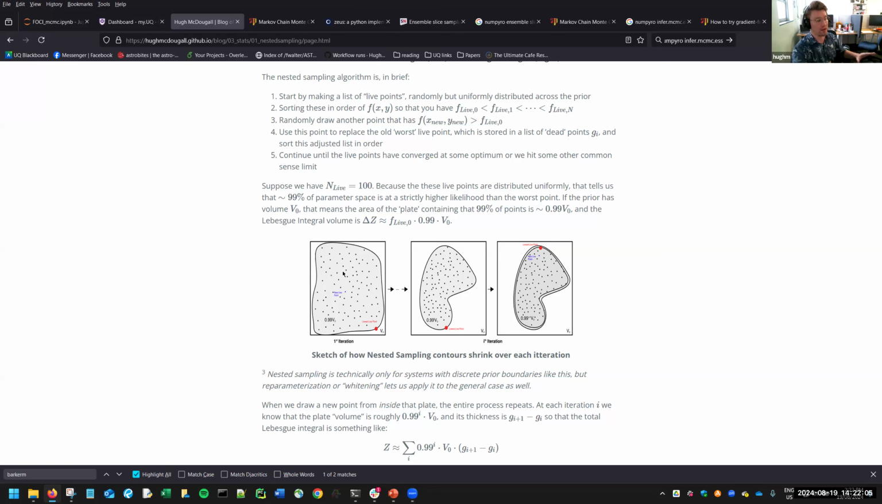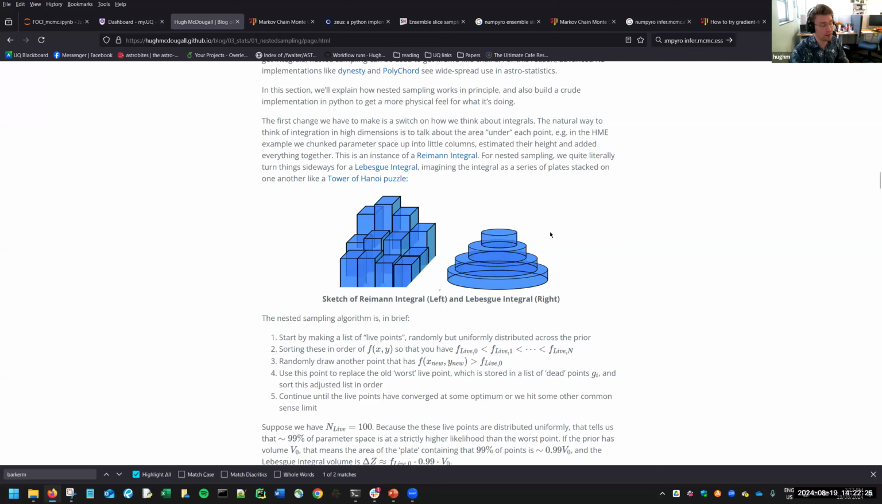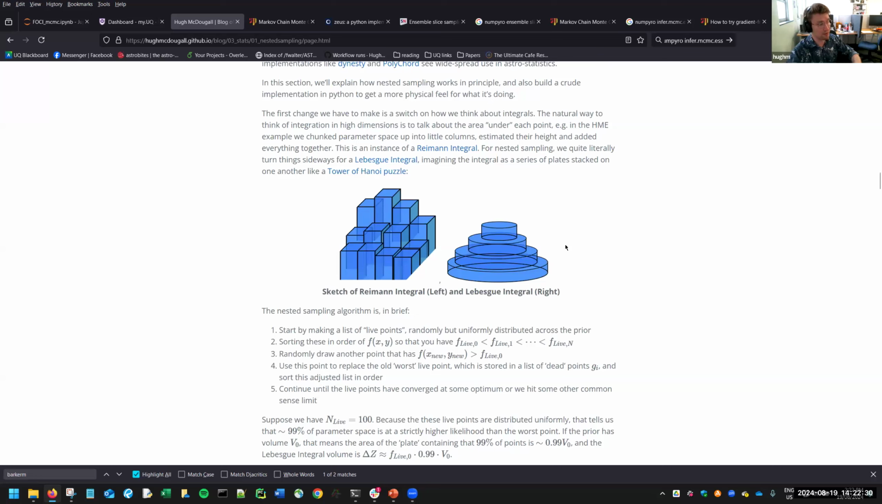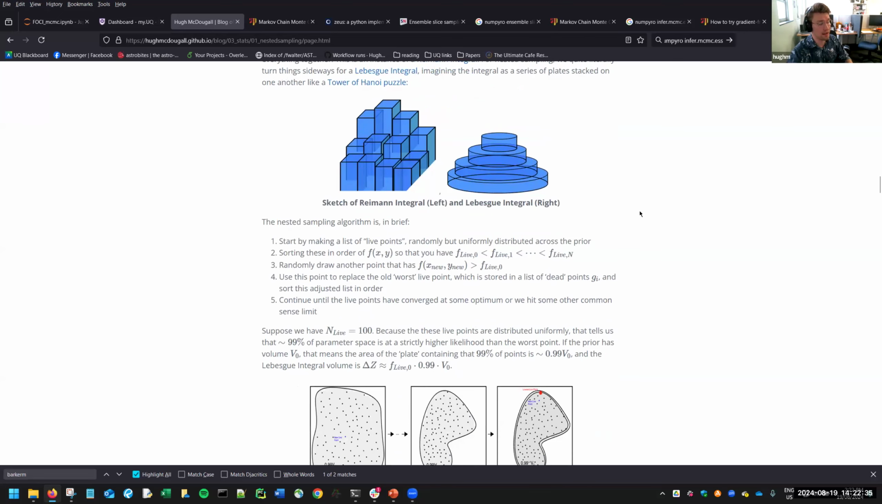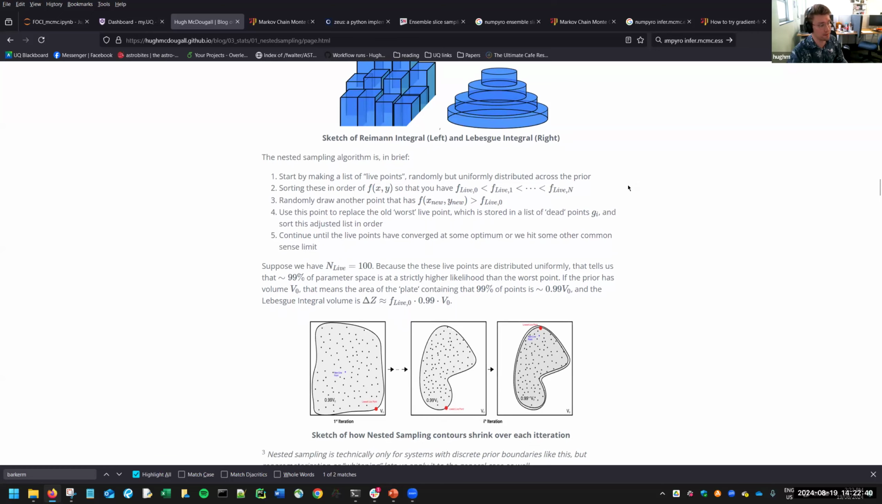Because you know the likelihood, basically the height of the function with those points, as you shrink in, you've got estimates of how big these plates are, and also an estimate of how tall they are, and that lets you build up this integral as you go across. That's why nested sampling is an integrator rather than a sampler. But with some clever reweighting, you can take the points that you use to do that integration and get something that looks like an MCMC chain out of it.